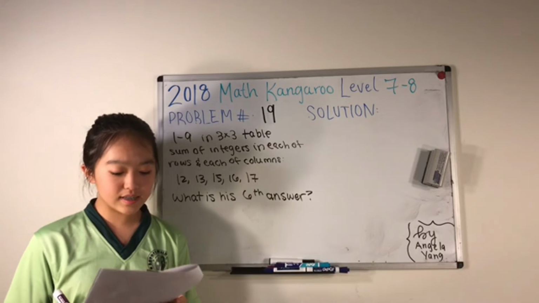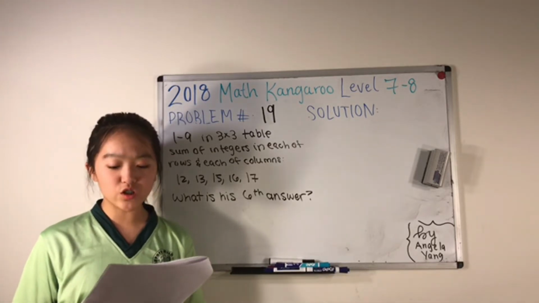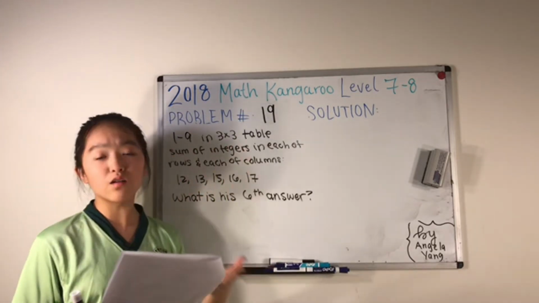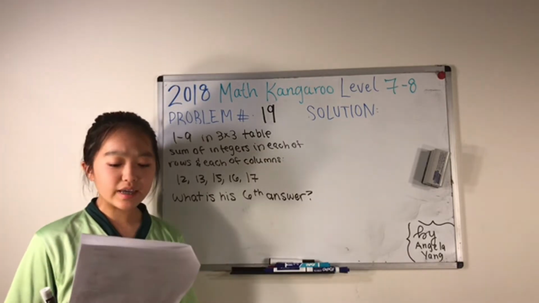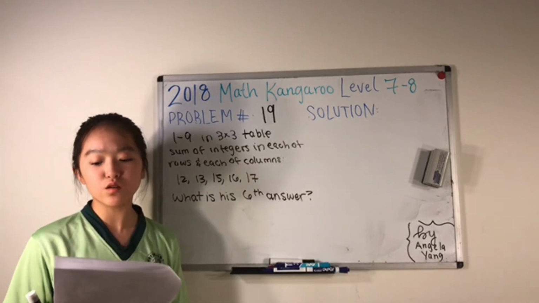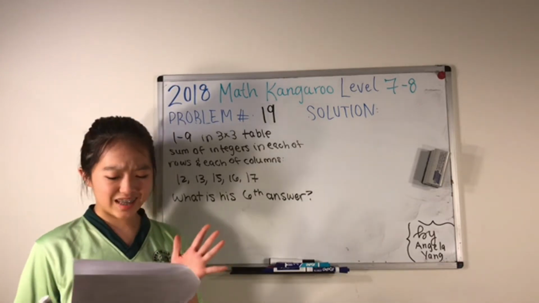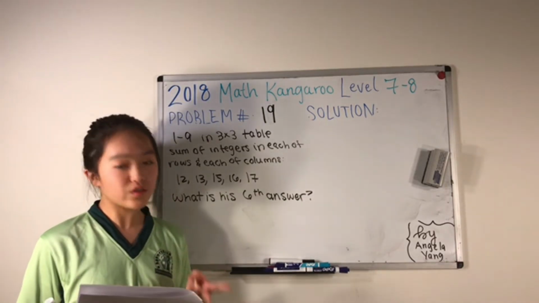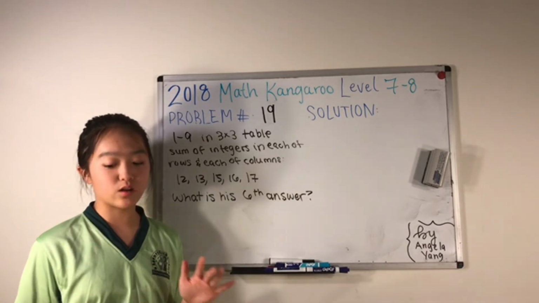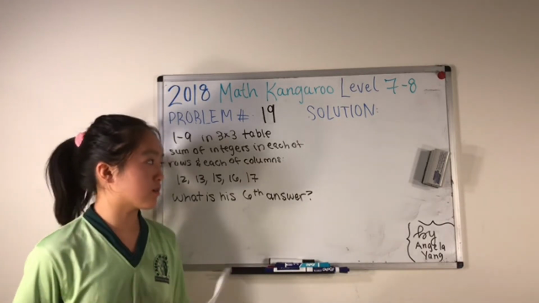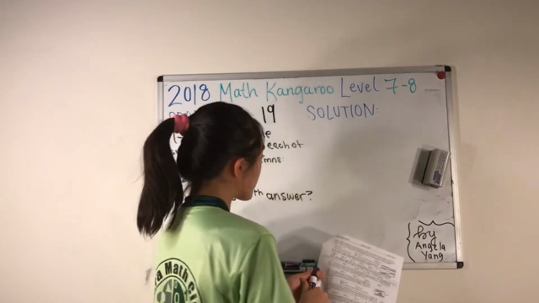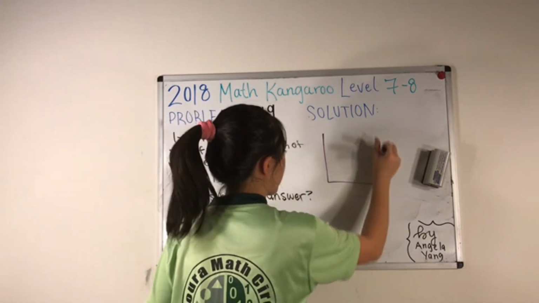Problem number 19 states, James wrote a different integer from 1 to 9 in each cell of a 3x3 table. He calculated the sum of the integers in each of the rows and in each of the columns of the table. Five of his answers are 12, 13, 15, 16, and 17 in any order. What is his sixth answer? So let's first draw the table over here.